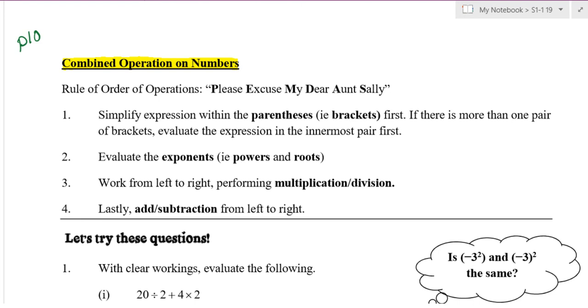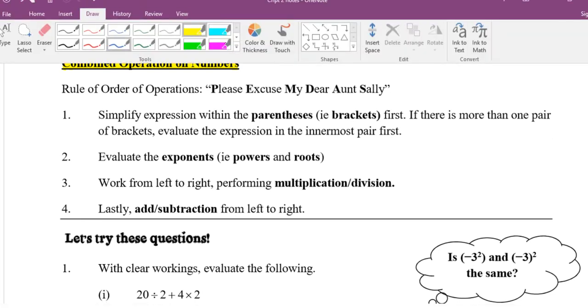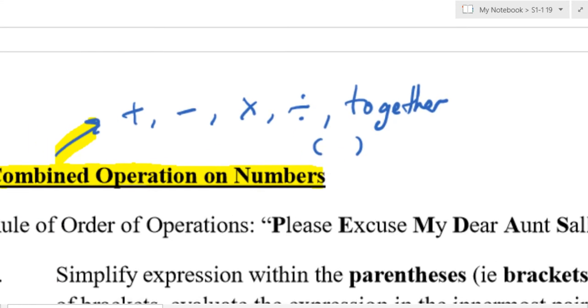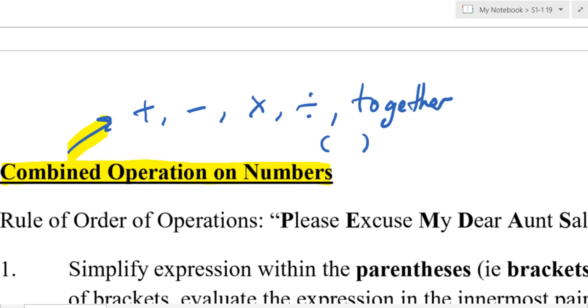Now, write down combine operation in simple English. It means you are going to see plus, minus, multiply, divide together. There's one more thing called bracket. That means you are going to see all these together. Then the BODMAS thing will come in. But some will say, sir, what is BODMAS?